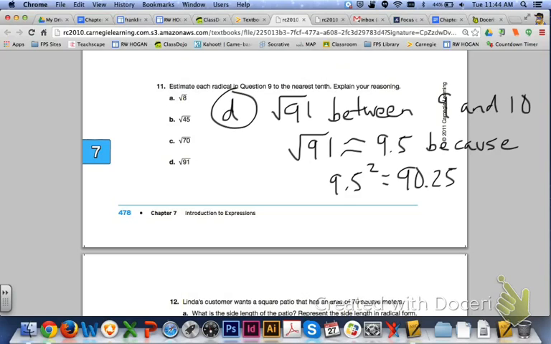And finally, for letter D, the square root of 91, we were using the perfect squares 81 and 100. The square root of 81 is 9. The square root of 100 is 10. The square root of 91 is going to be approximately 9.5, because when we square that decimal, we get 90.25. That's going to get us as close as we possibly can get to 91.